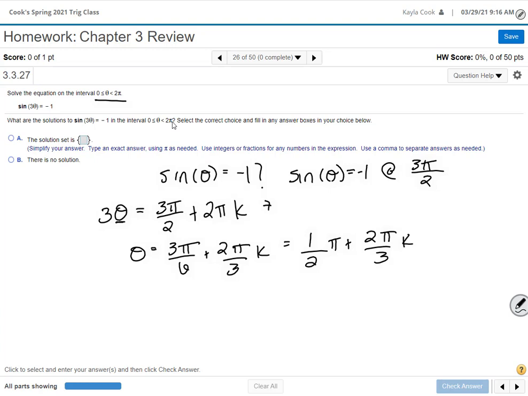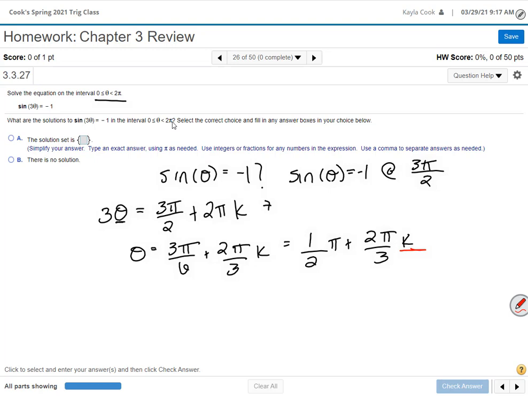Now we need to find the solutions that lie within our interval from 0 to 2 pi. To do that, I'm going to plug in some values for k. I like to start at 0. There may be times, if you have an interval like negative pi to pi or negative pi halves to positive pi halves, that you might start at -1 or something like that. I usually start at 0.